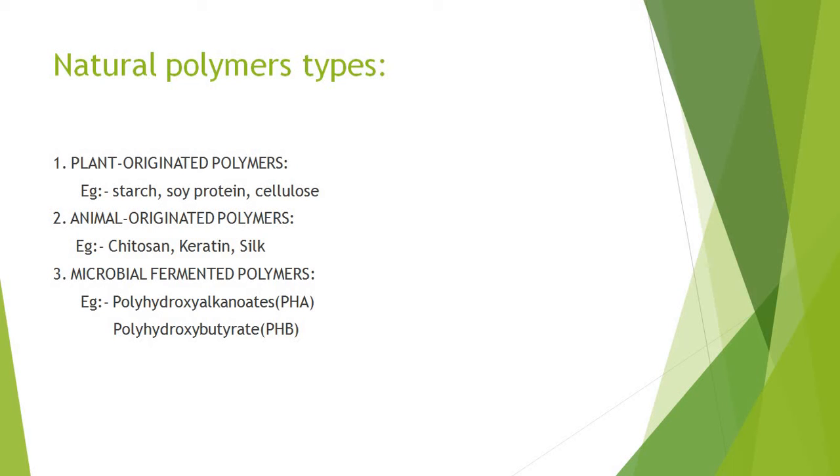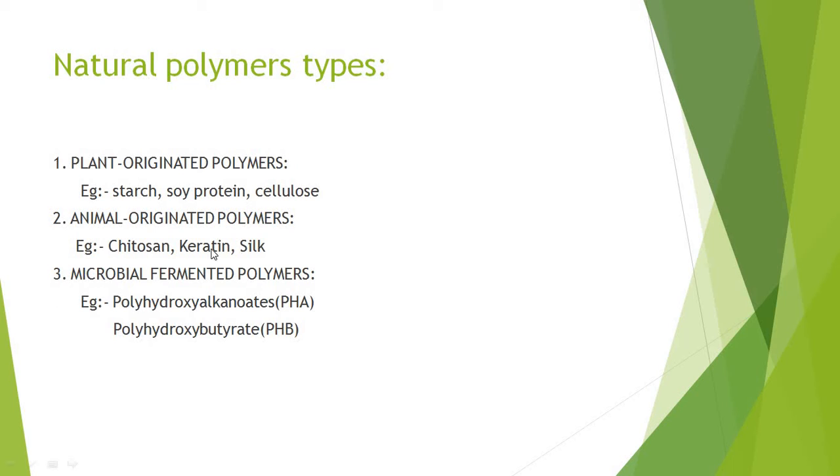The mechanical strength of the textiles will be improved. In detergent industry also, starch is used for the production of skin friendly detergents. So all these are the uses of this starch, which is a plant originated polymer.